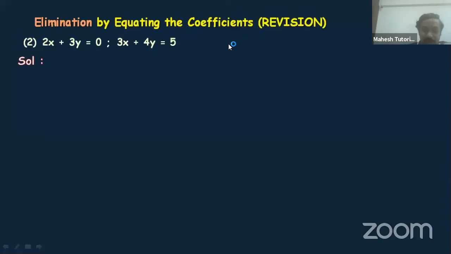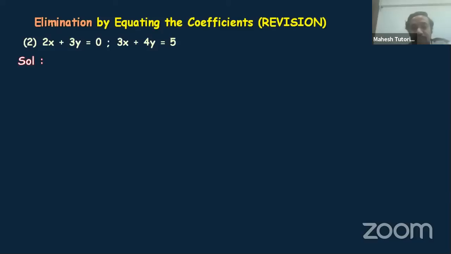Okay. Now let us consider one more sum based on the same concept, that is elimination by equating the coefficient. Once again, they have given us two equations, that is 2x plus 3y is equal to 0. Students, can you all tell me which two alphabets are there in this equation? X and y. Perfect. Look at the second equation. 3x plus 4y is equal to 5. Can you tell me which two alphabets are there in this equation? X and y. Now the question says that we are supposed to solve both the equations by using elimination by equating the coefficients. Let's quickly follow the steps.